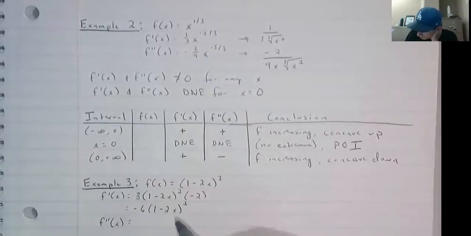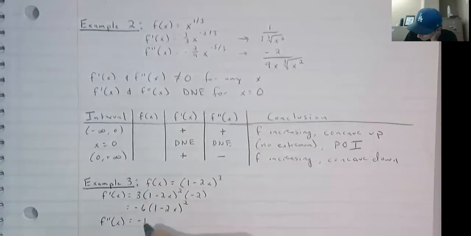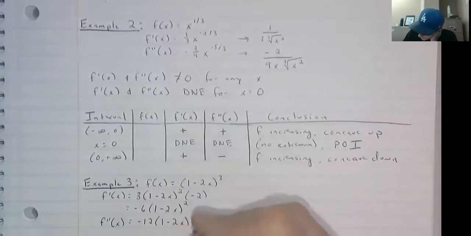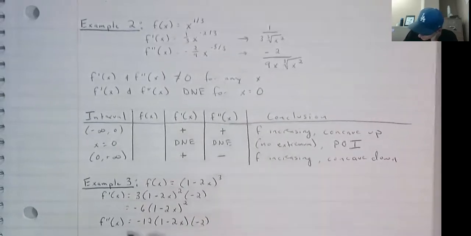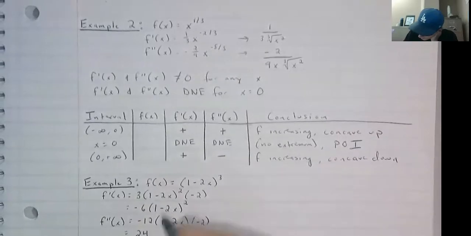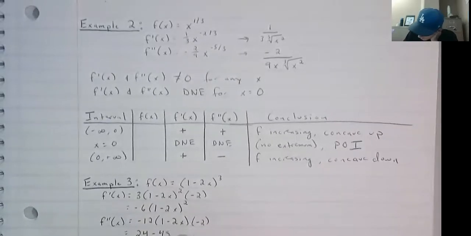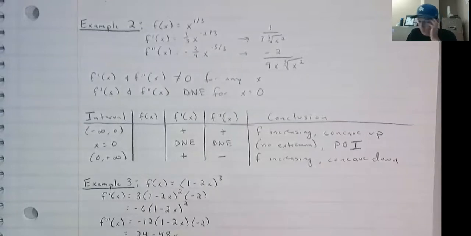again, going to have some chain rule going on. We'll get a -12 out front. We'll get 1 minus 2x, and then the derivative is -2, which means we get 24 minus 48x. Cool.